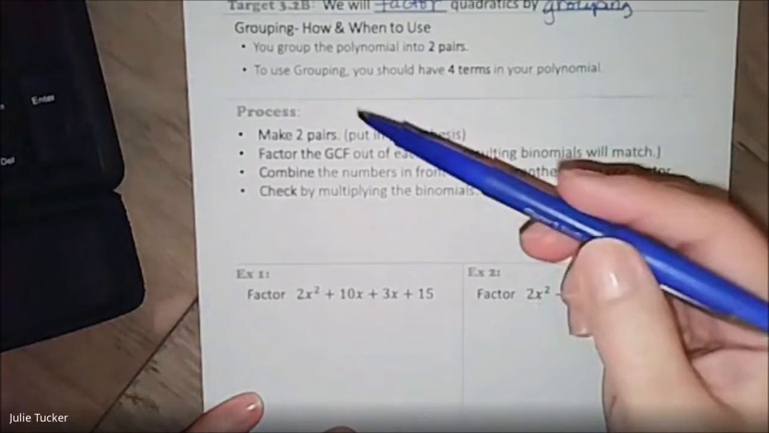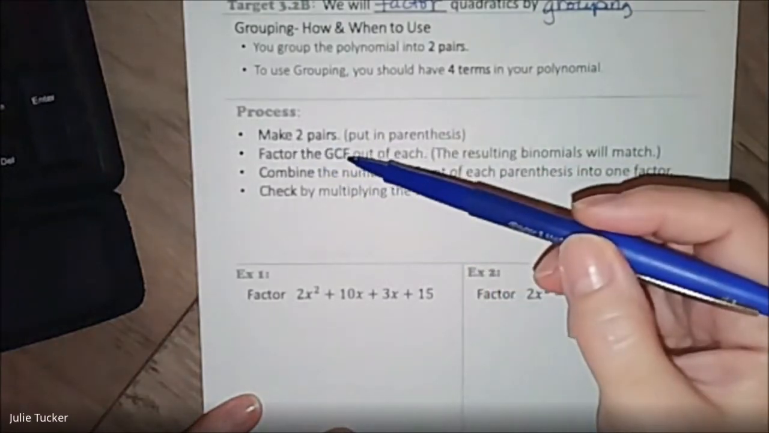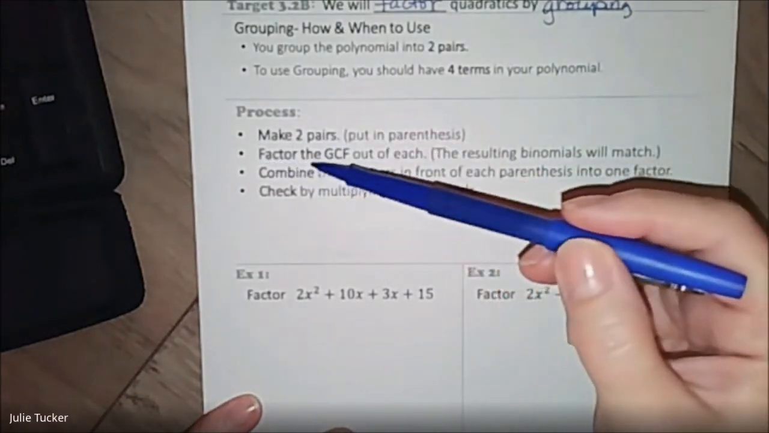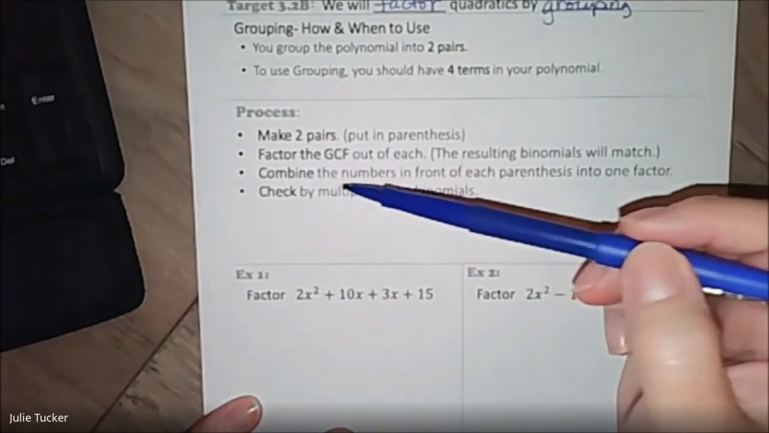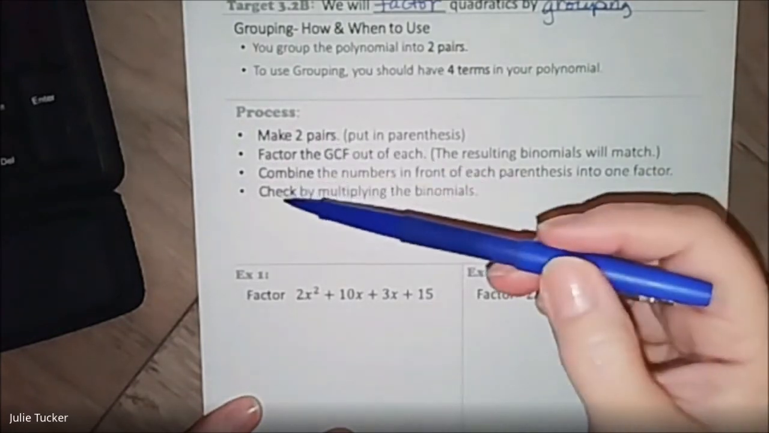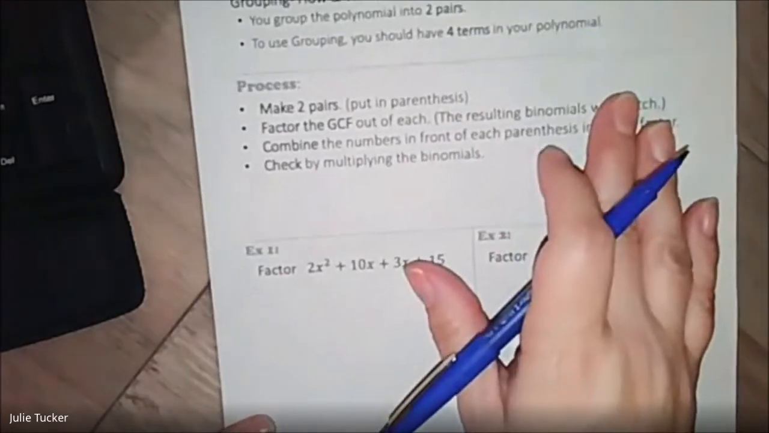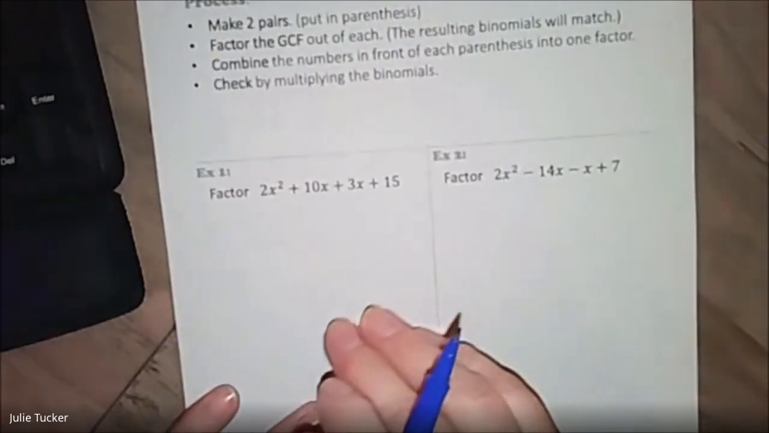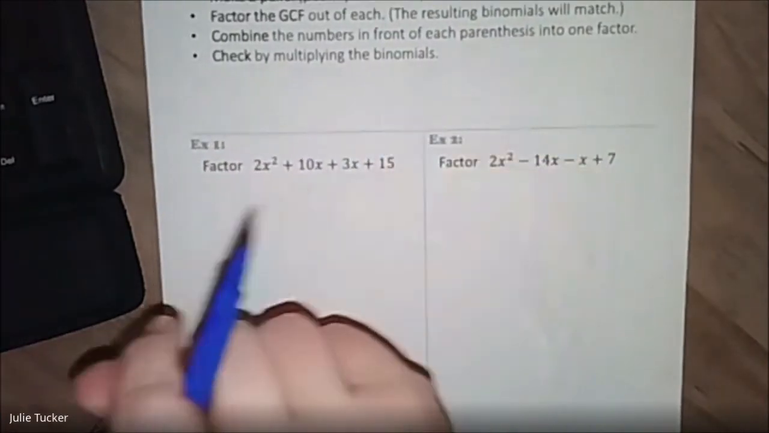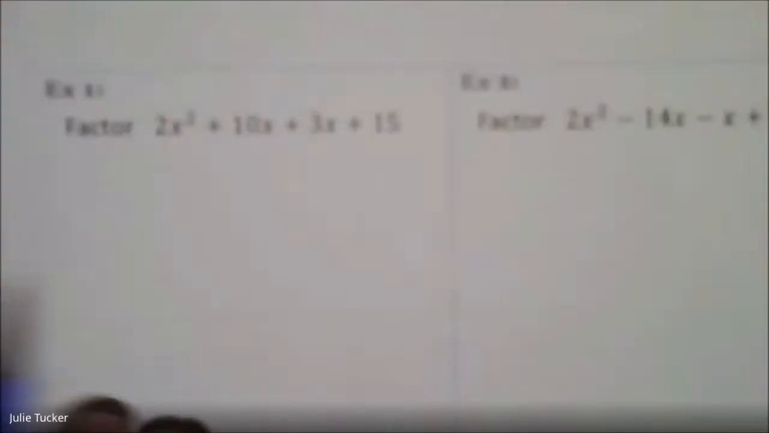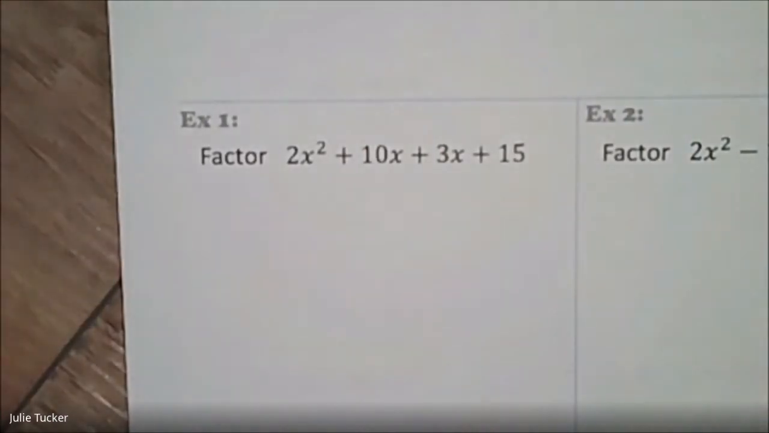The first thing is make 2 pairs. Factor the GCF out of each pair. Combine the numbers in front and check. So let me show you a problem. I think you're going to catch on to it. Okay. So I'm going to zoom on this one problem. It's just going to take a moment. Did it get focused for you?